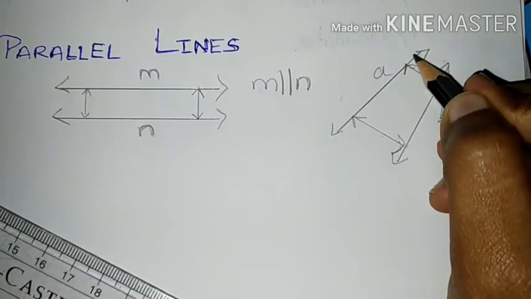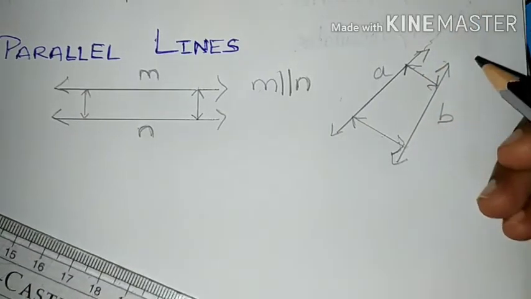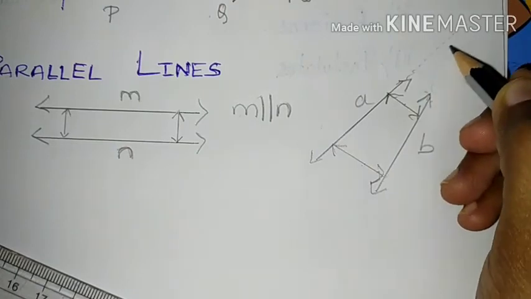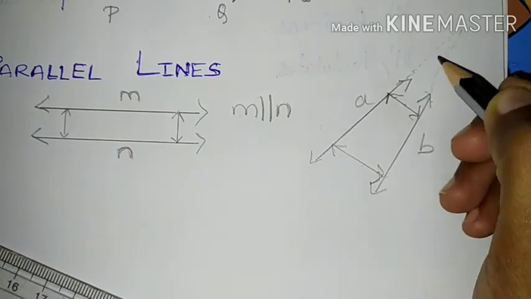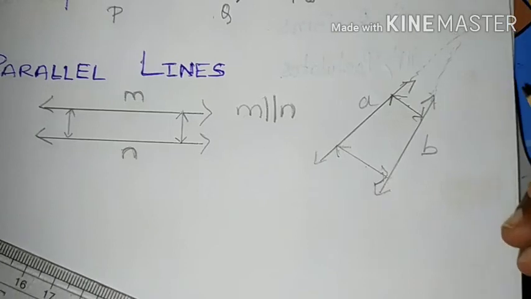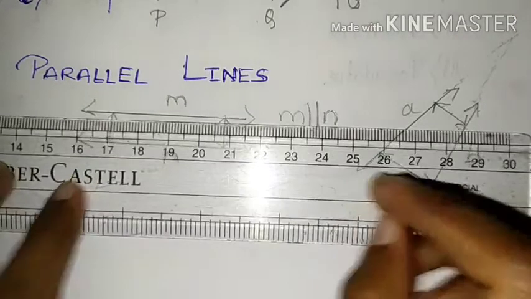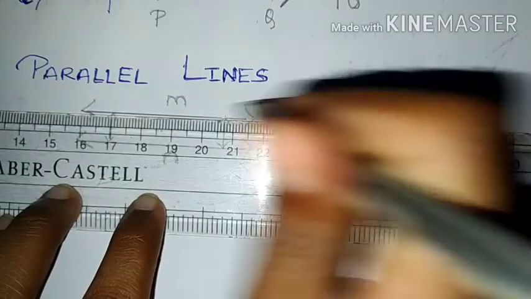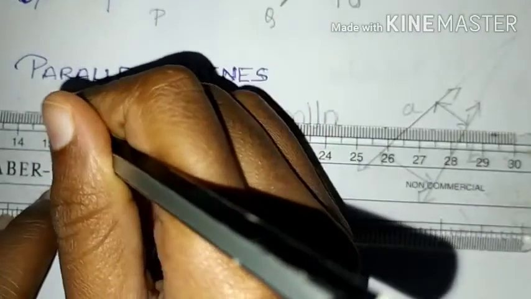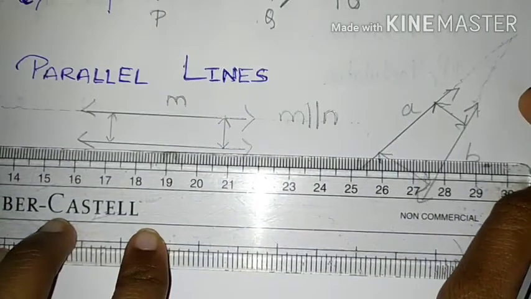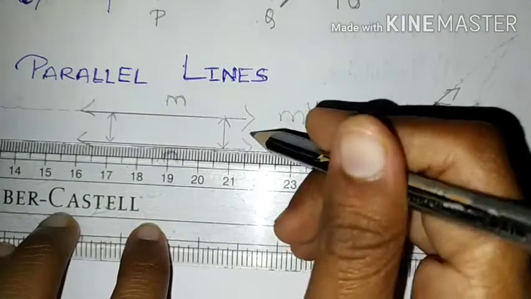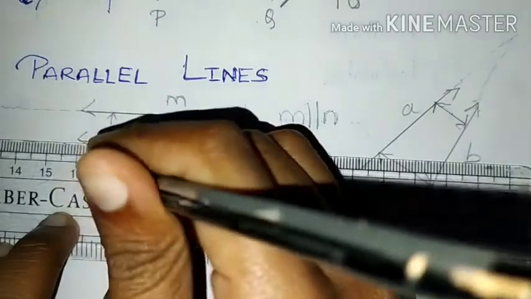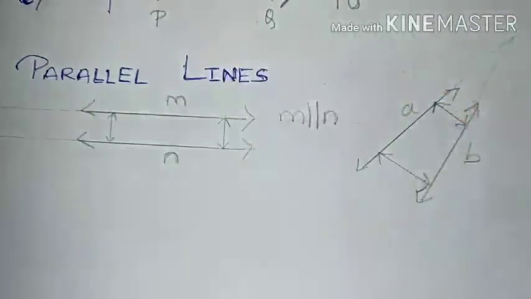If I extend these lines like this, they'll eventually meet each other. Whereas in case of parallel lines, no matter how much you extend them in this direction or to the left side, no matter how long you extend them, they will never meet each other because the distance between them is fixed. That's why they will never meet each other.